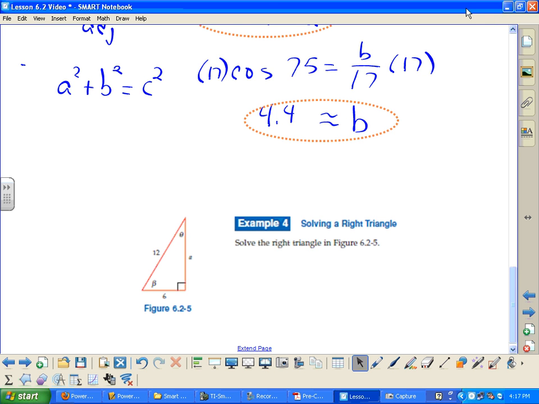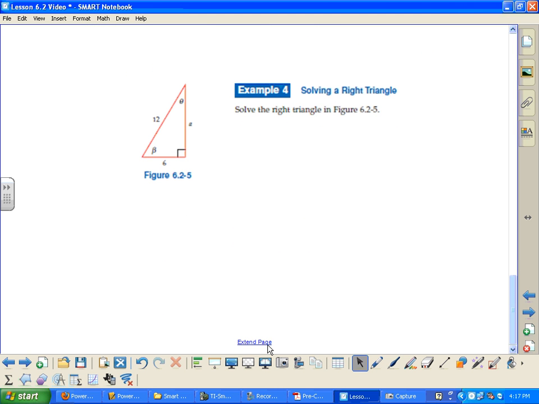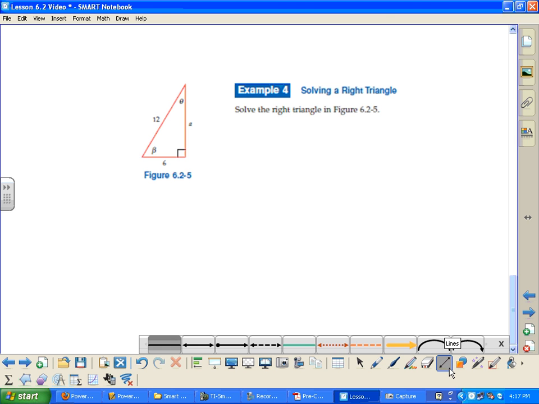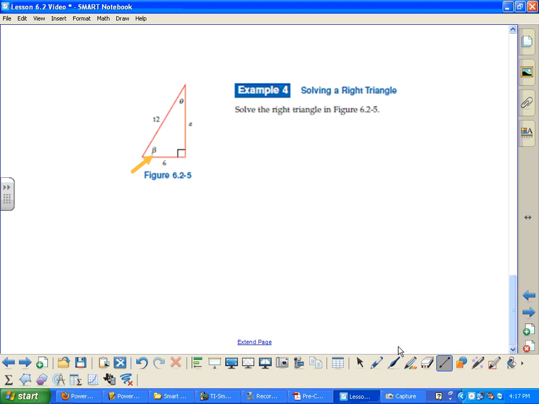Now, example 4 here, they give us two sides, and they want us to find the angles. Okay. So we have the hypotenuse in this case is 12. We have angle beta here, and angle theta there. And then they want us to find side A. So we've got those three things we're trying to find.